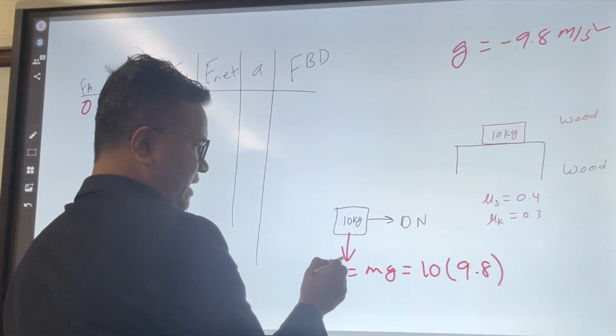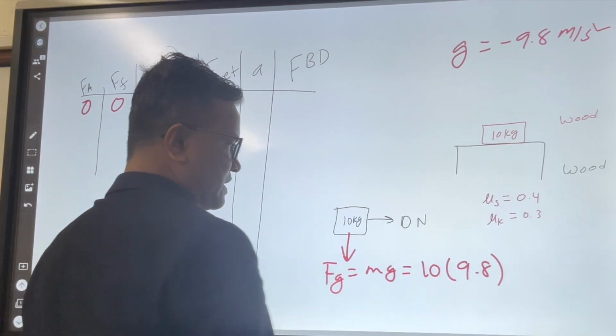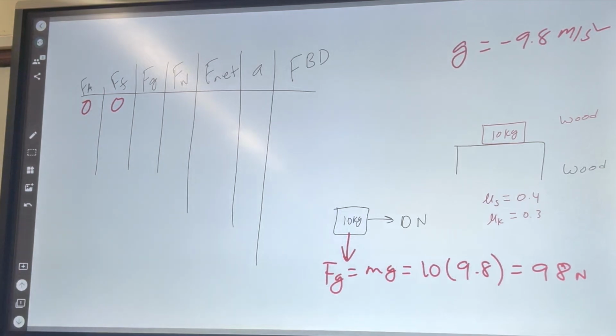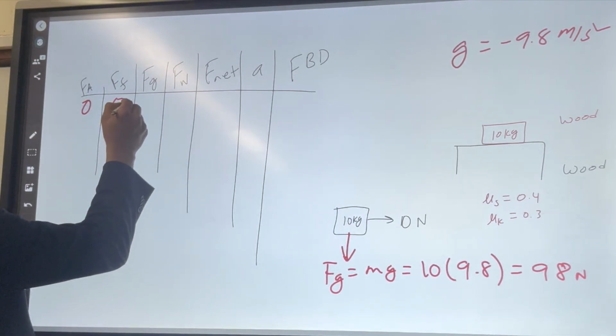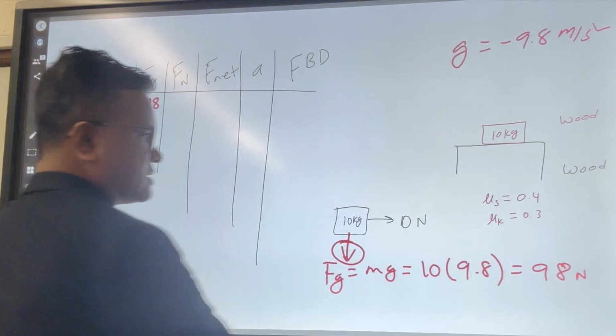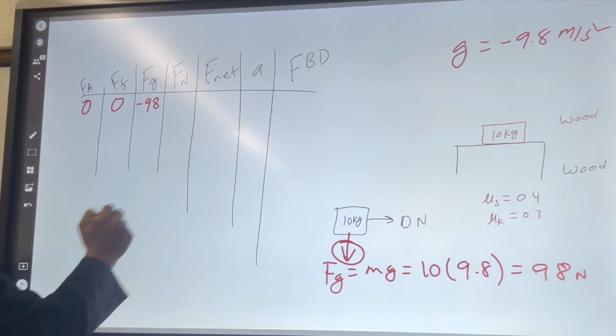Okay, I already have the arrow, so I'm not going to put the negative. I already have the direction, I don't have to put the direction over there. So 98. I do not have the arrow here, so I'm going to put the direction. I have the arrow there, that's why I did not put the negative. I do not have an arrow over here, so I'm putting negative.